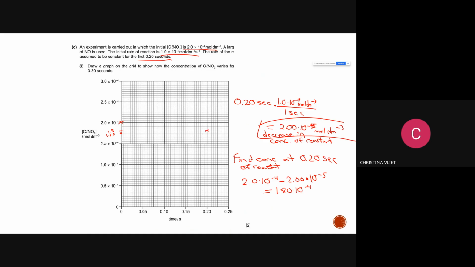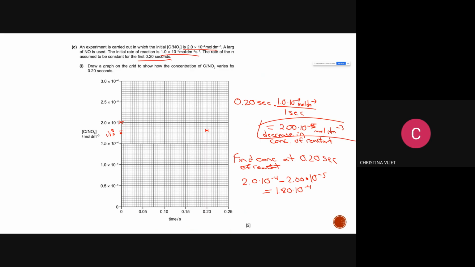Listen, this is kind of a gross question, but that's what it is. Those are the only 2 points that you need to get. You could get more points if you wanted to. Like you could find the concentration at 0.1 seconds, you could find the concentration at 0.05 seconds, but do you have to for the mark? No, why not? Why don't you have to get any more points than 2? For it to be constant. Because it's constant, which means the slope's not going to change, which means it's a constant decrease.